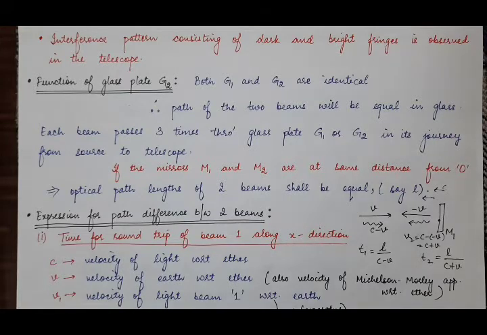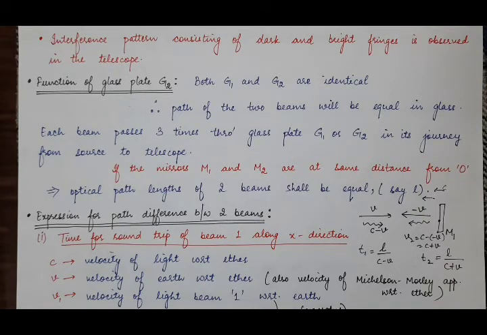So interference pattern will be observed consisting of dark and bright fringes in the telescope. Then I have already told you about the functioning of the glass plate G2, which is known as the compensating plate. Now we will find out what is the path difference between the two beams.